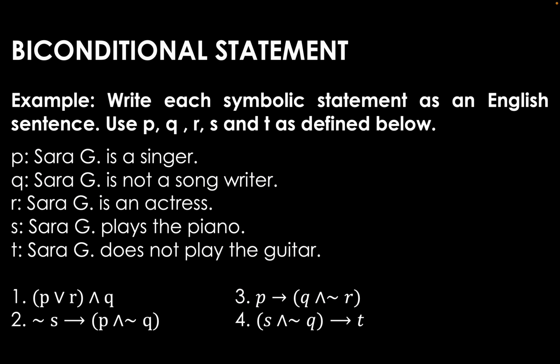So let's have an example for this one. We need to write the symbolic statement as an English sentence. Use P, Q, R, S, and T as defined below. We have your P statement: Sarah G is a singer. Our Q statement: Sarah G is not a songwriter. R statement is Sarah G is an actress. S statement is Sarah G plays the piano. And T statement is Sarah G does not play the guitar.